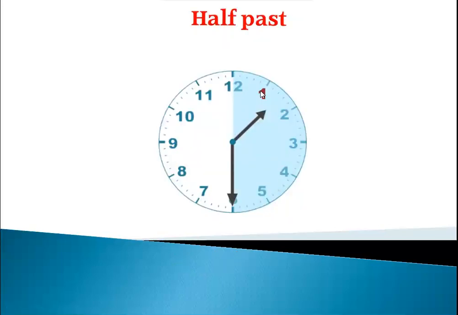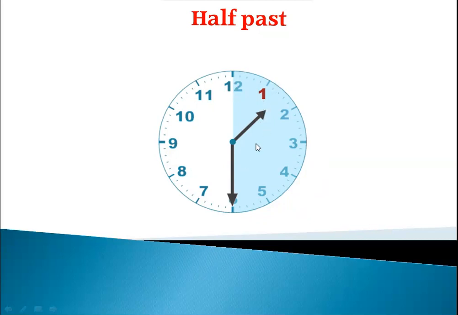Half past. Why are we calling this half past? You can see this is your clock, isn't it? A full circle. So half of this circle, you can see half of it has been shaded for you to know what half means. This is half of it. So when my minute hand is on 6, it simply means what? I have divided this clock into 2 halves. That's why you have half past.